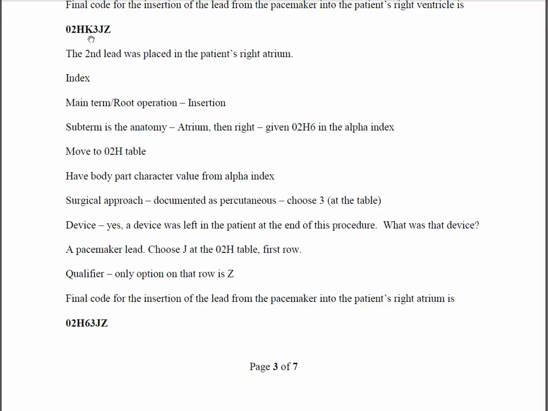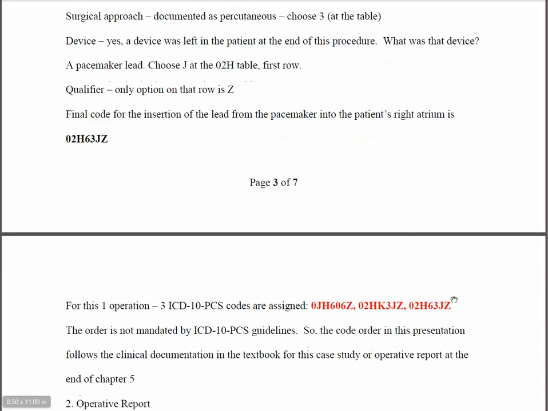The only difference between these two codes is the fourth character value. One reflects ventricle right, and the other one reflects atrium right. So we end up with these 3 codes for this particular one procedure.